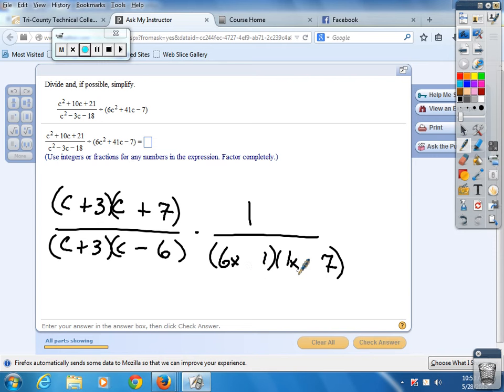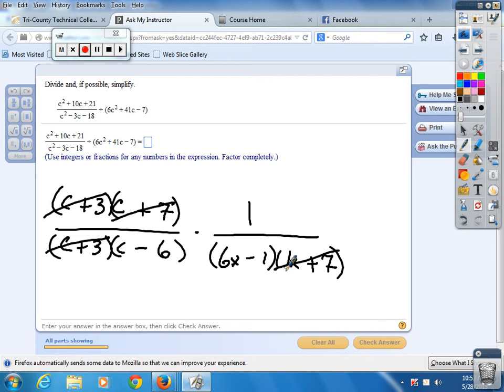All right, we need a positive 41. So that means our 42 has to be positive and that's negative. Now what happens? The x plus 3's cancel. What else? Or the x plus 7's cancel.